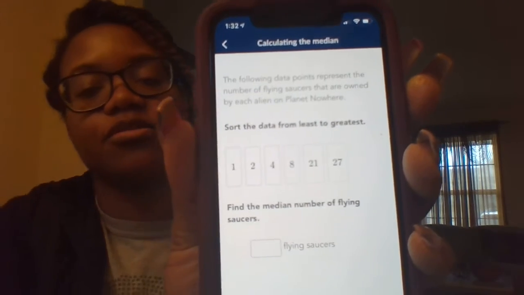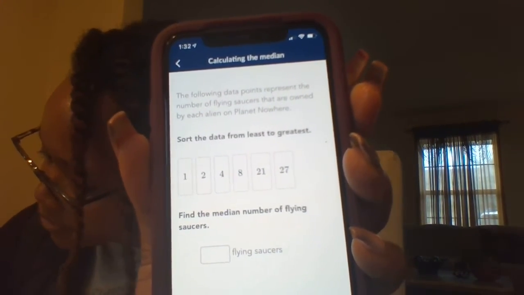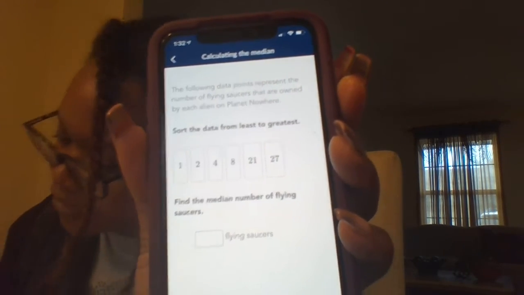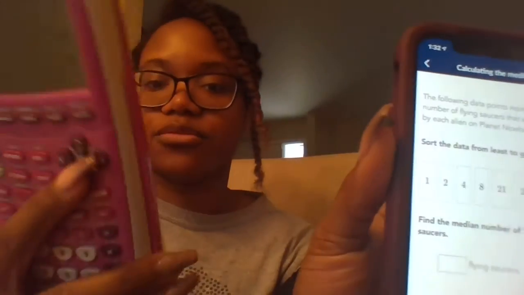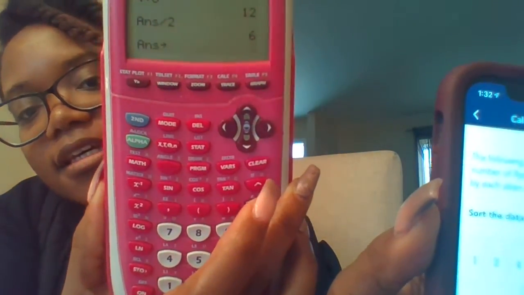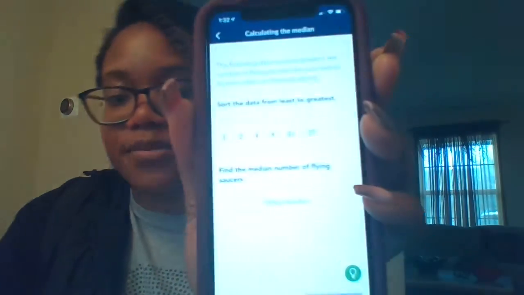If not, you can use the formula: add the 2 values, so 4 plus 8, divide by 2. So the number that is directly in between 4 and 8 is going to be 6. So our answer for this problem is going to be 6.